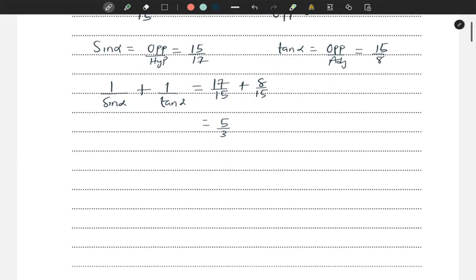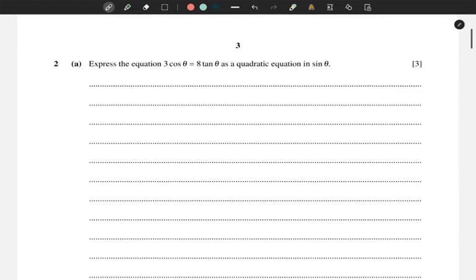So let's consider the next question, which is given as: express the equation 3 cos theta equals 8 tan theta as a quadratic equation in sine theta. So of course you know a quadratic equation to be of this form: ax squared plus bx plus c. This is a quadratic equation where the unknown variable is x. But what we have here, we have to express this as a quadratic equation in terms of sine theta. So which implies that we are expected to write everything here in terms of sine theta.